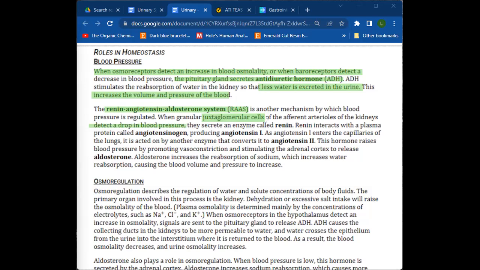When they detect that drop in blood pressure, they will secrete the enzyme renin. We need to know that renin is going to convert angiotensinogen into angiotensin I. One hint is that anything that ends in -ogen is inactive.